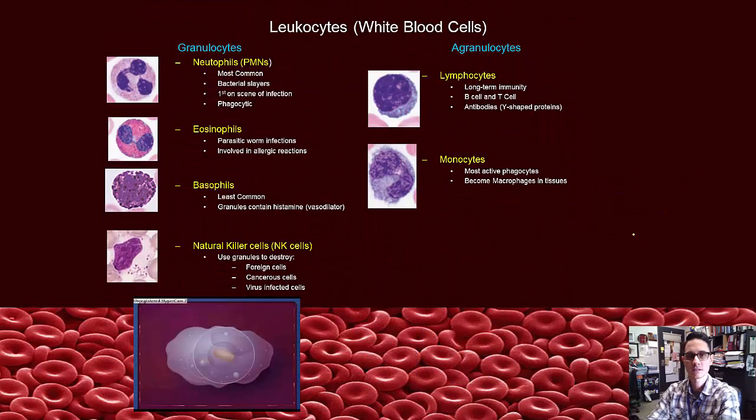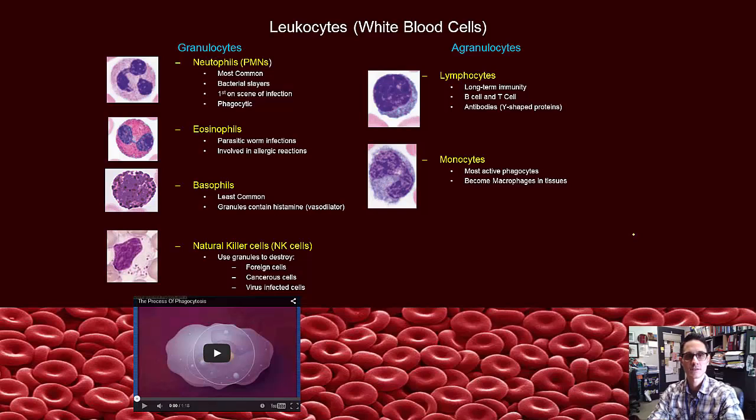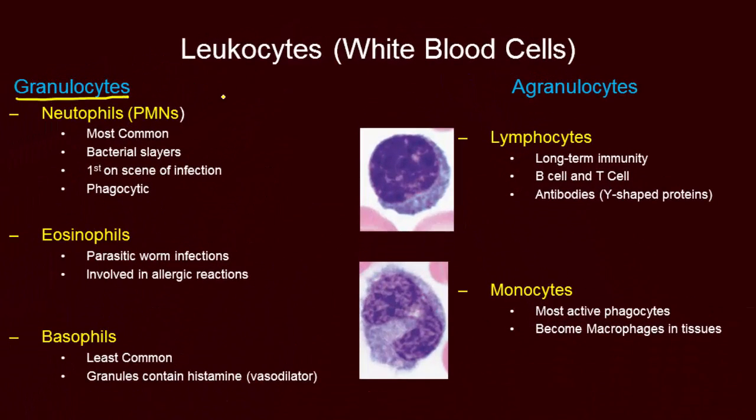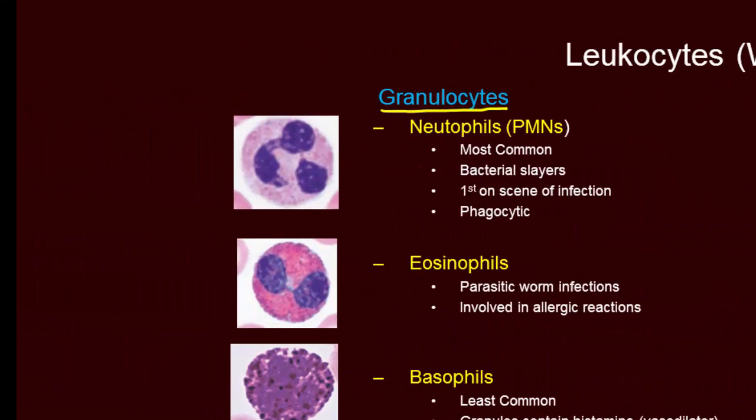All right, so let's take a look at these different types of white blood cells. Remember, they're going to come from 2 different cell lines, the myeloid and the lymphoid cell line. All right, there are 2 different types of white blood cells, granulocytes and agranulocytes. We're going to take the granulocytes first.